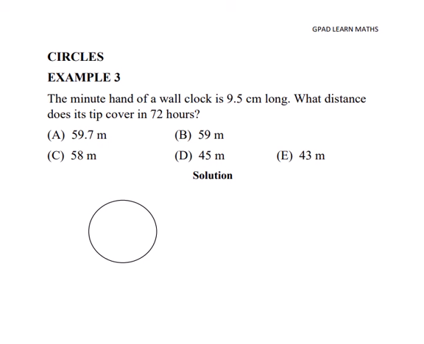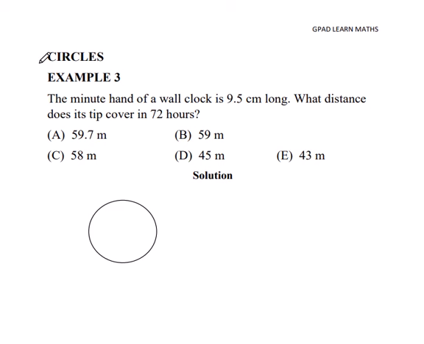This video is a continuation of the lecture series that we have begun on circles. So this is an example we're going to be treating on circles, and the example reads thus. The minute hand of a wall clock is 9.5 meters long. What distance does its tip cover in 72 hours? If you notice very well, we are asked to find the distance that the tip of the minute hand covers in 72 hours.